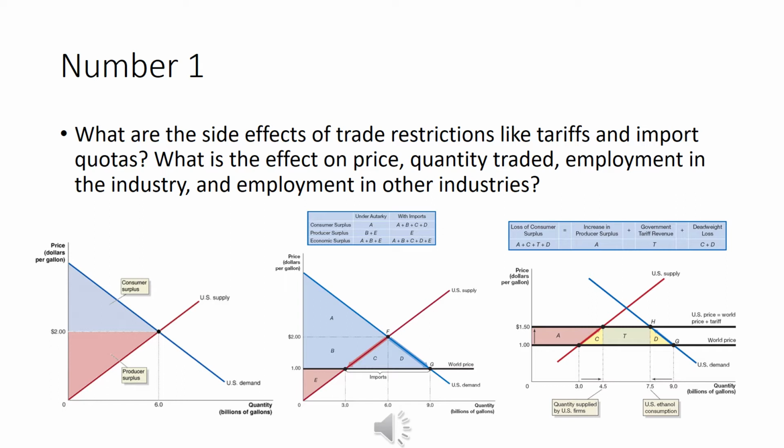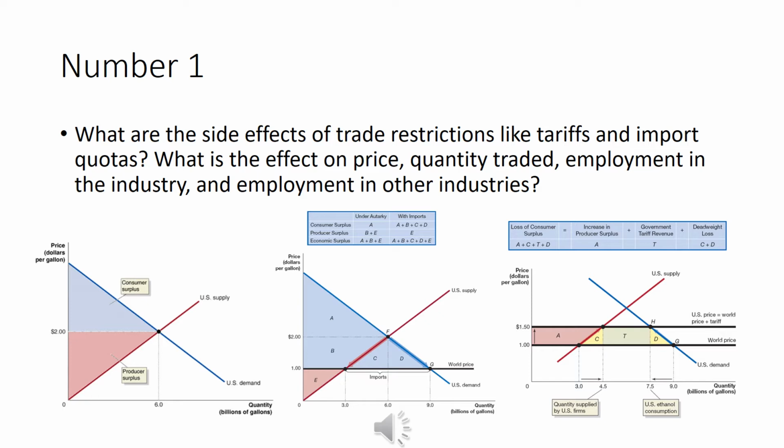But the quantity demanded by consumers is going to be where that world price, that $1, crosses the U.S. demand curve. So that's going to be all the way over at 9 billion gallons. Now the difference between the 9 billion gallons that consumers are purchasing and the 3 billion gallons that American firms are selling is going to be the total amount of imports. So in this case, the difference between 9 and 3 is going to be 6 billion gallons of imports.